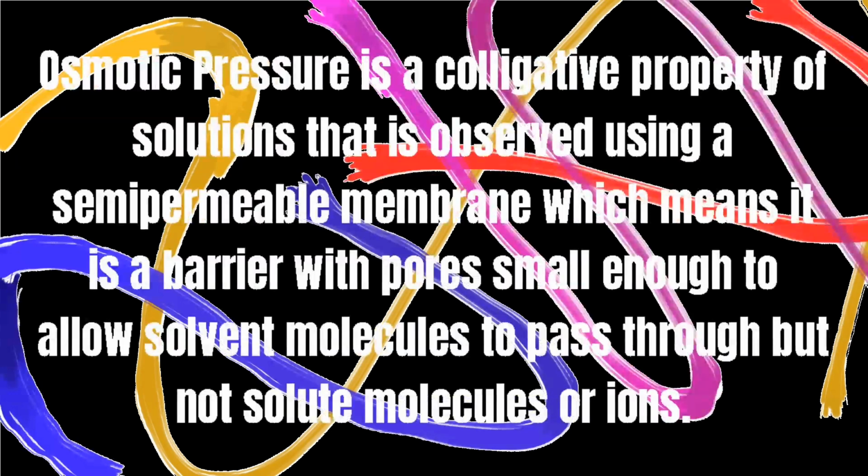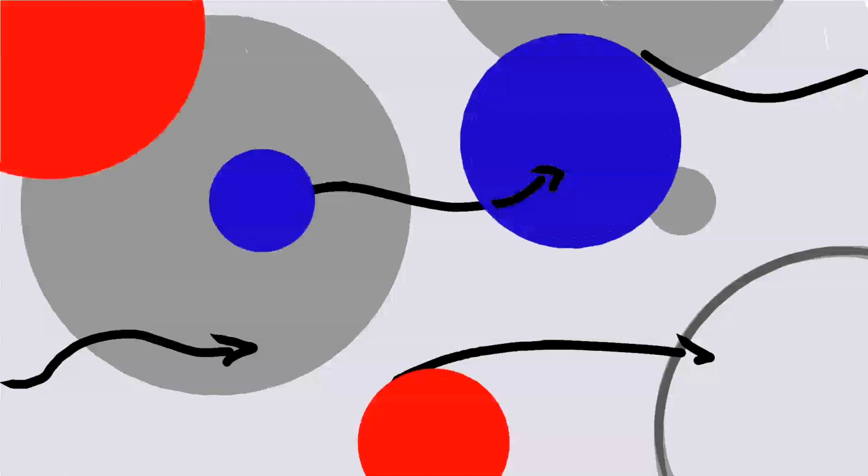Osmotic pressure is a colligative property of solutions that is observed using a semi-permeable membrane, which means it is a barrier with pores small enough to allow solvent molecules to pass through but not solute molecules or ions. The net flow of solvent through a semi-permeable membrane is called osmosis, which is derived from a Greek word osmos, which means push. Osmosis is the movement of solvent molecules through a semi-permeable membrane.